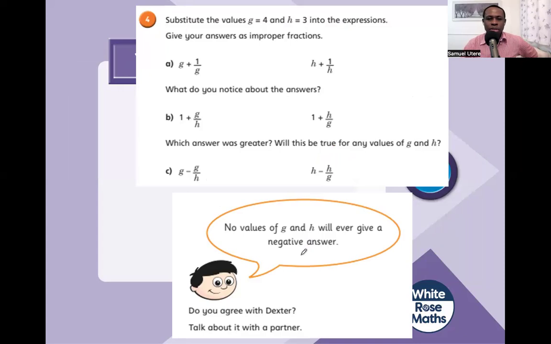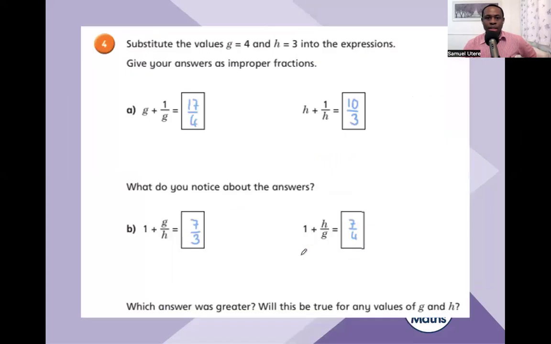into the expressions. Give your answers as improper fractions. Okay, so pause the video and answer this question in 3 minutes. Assuming you've paused the video and you've answered the questions, here are the answers. So this is for 4a and b. So you're simply doing your substitution.